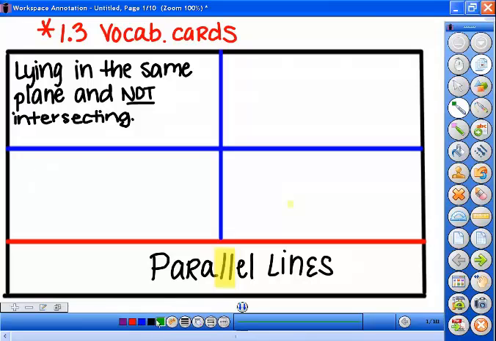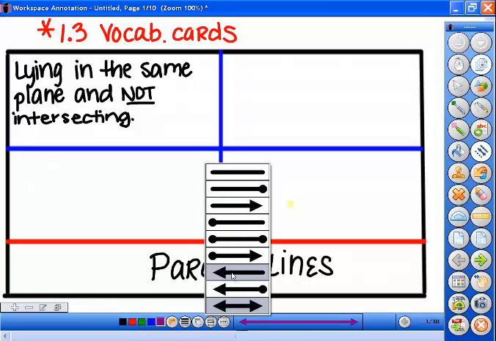The majority of y'all know what a parallel line is. The definition is lines that are lying in the same plane and not intersecting. Okay, so we know parallel lines never intersect. They run in the same direction. So what that looks like for your picture.